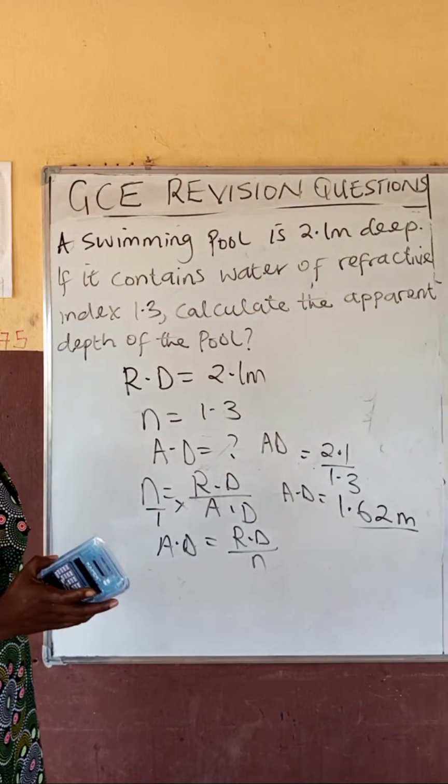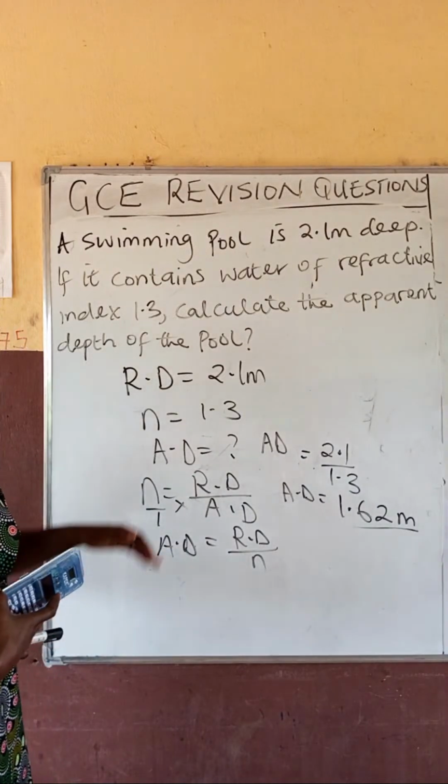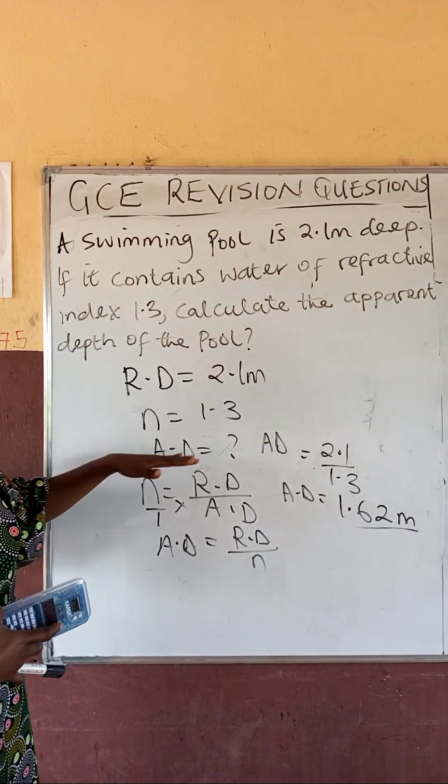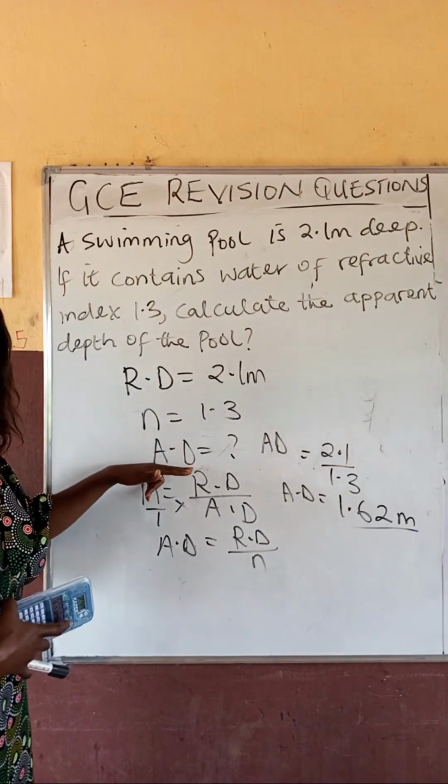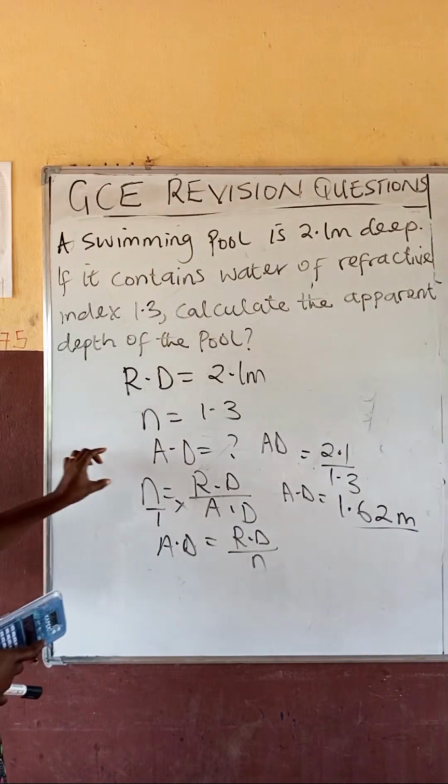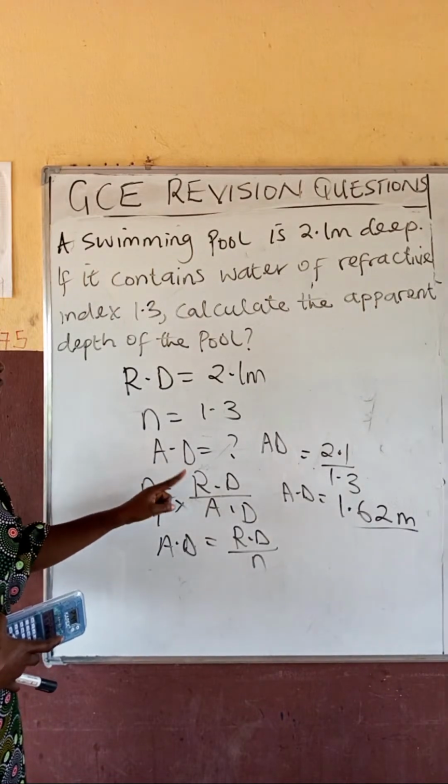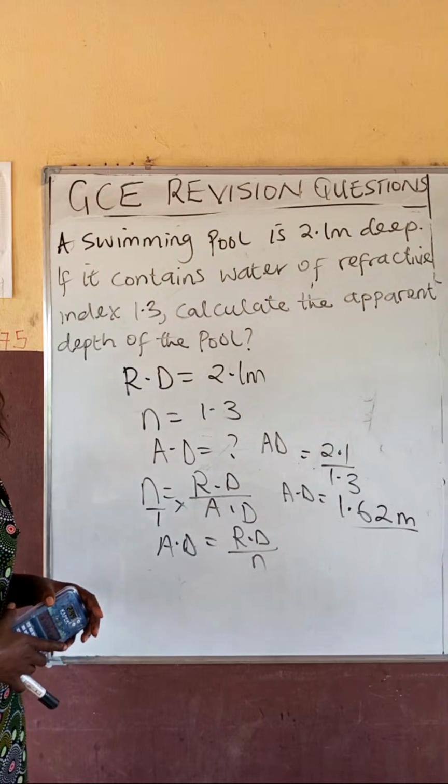They just gave us our real depth, and they gave us the refractive index. We are asked to find the apparent depth. So using the formula that refractive index n is equal to real depth over apparent depth. Is that clear? Right.